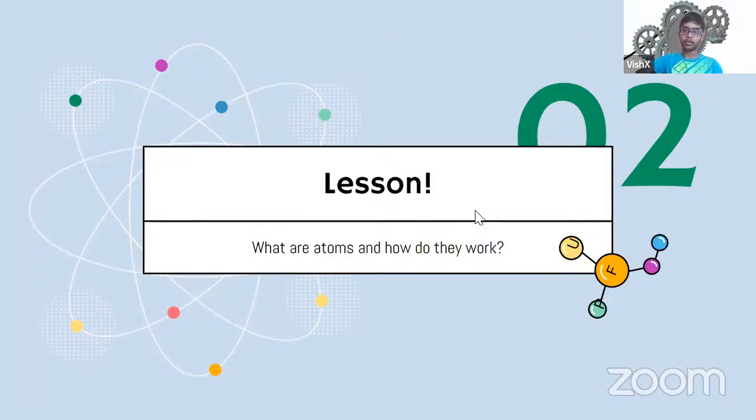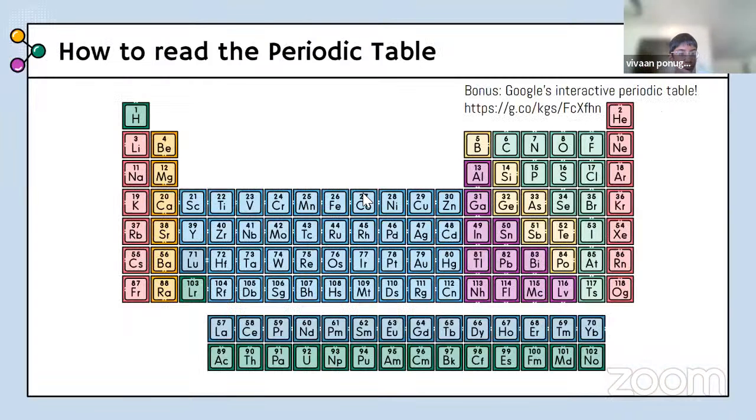Now we'll be going to atoms and how do they work. How to read the periodic table. The periodic table goes hydrogen, helium, lithium, beryllium. So you read it from left to right. And there's also an interactive periodic table on Google. Next slide.